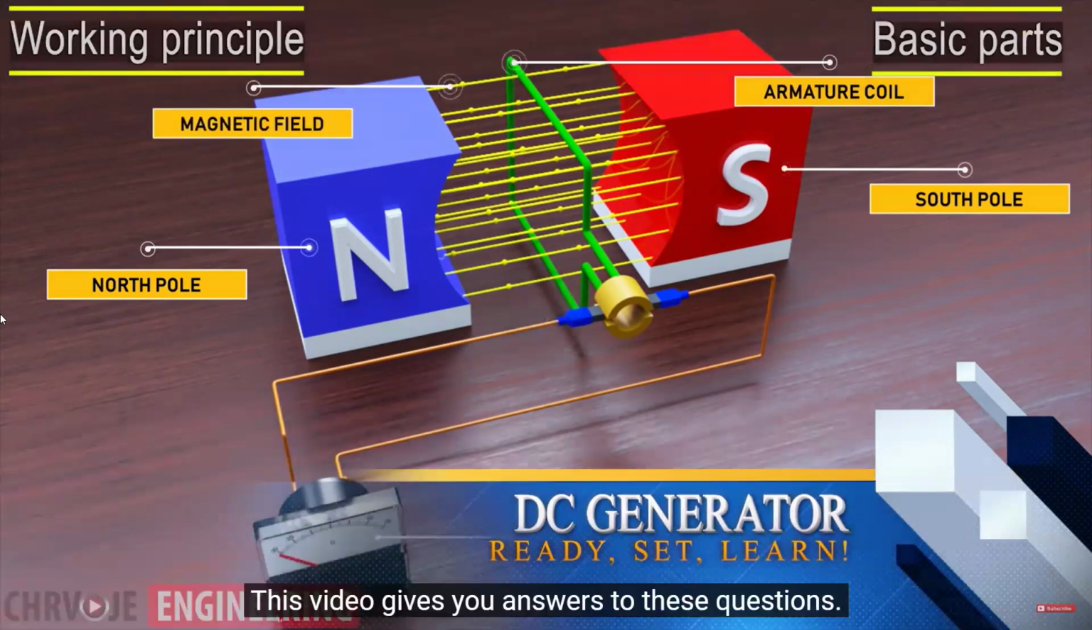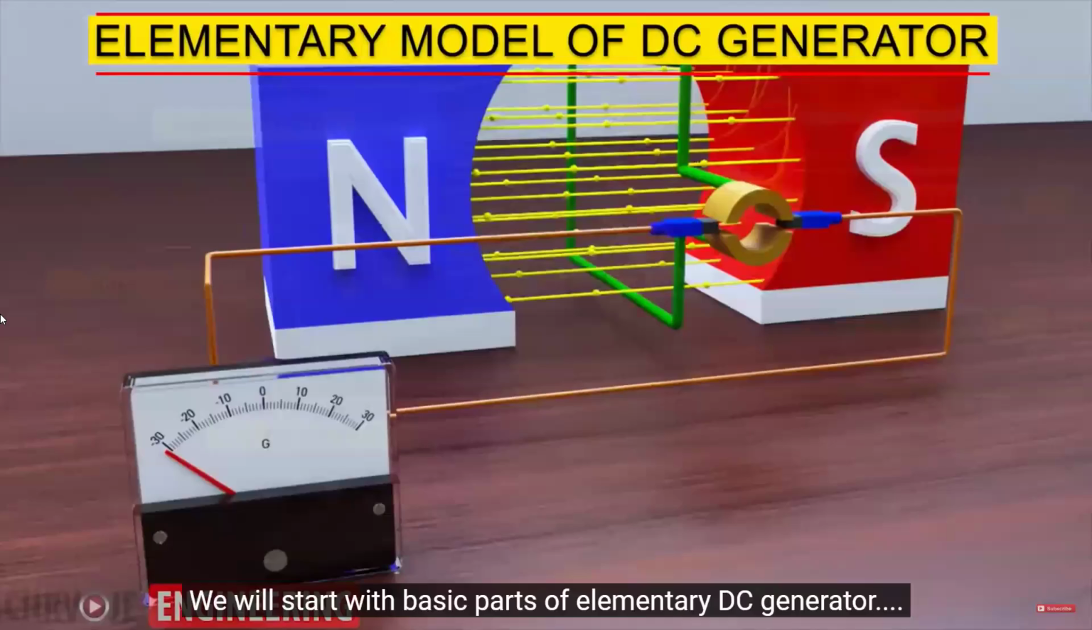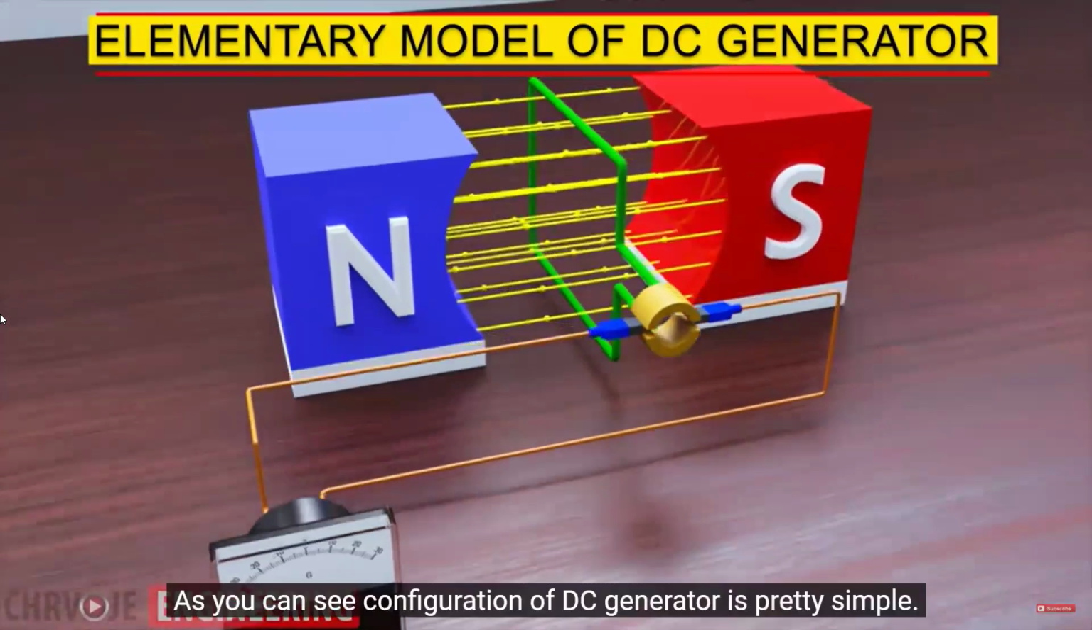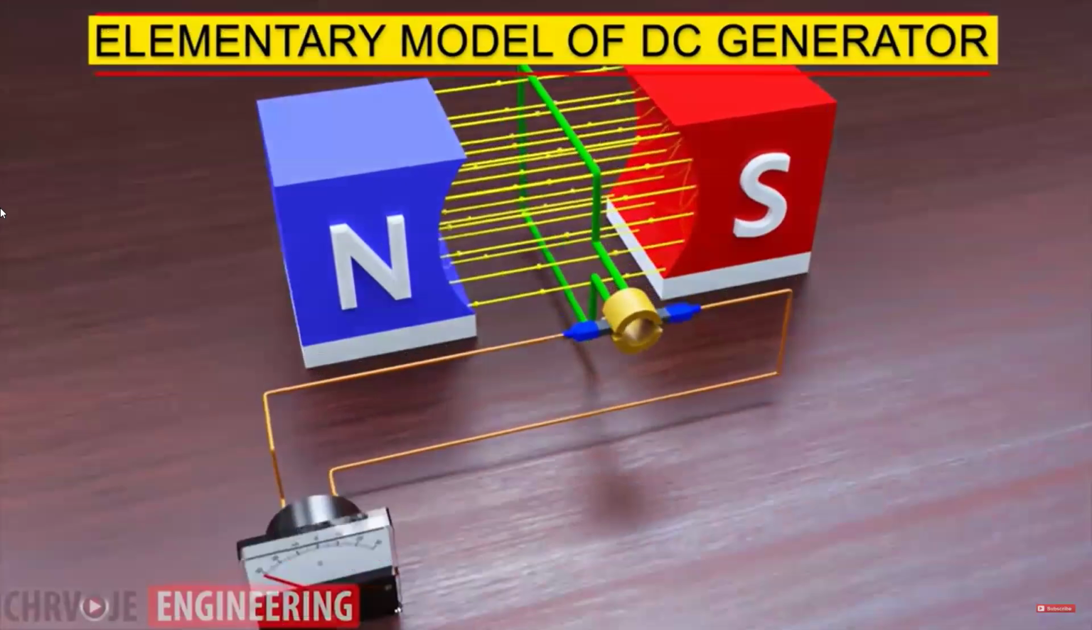This video will give you the answers to these questions. We will start with the basic parts of the elementary DC generator. As you can see, the configuration of the DC generator is pretty simple.